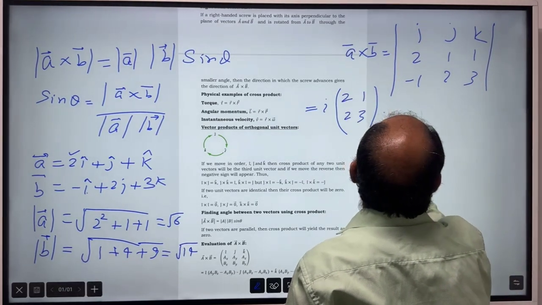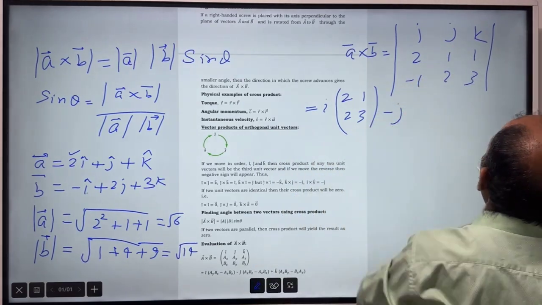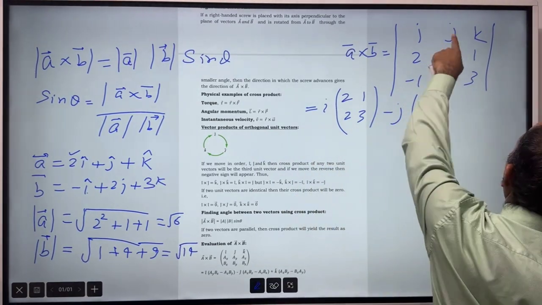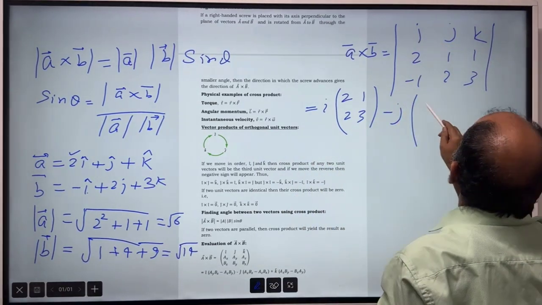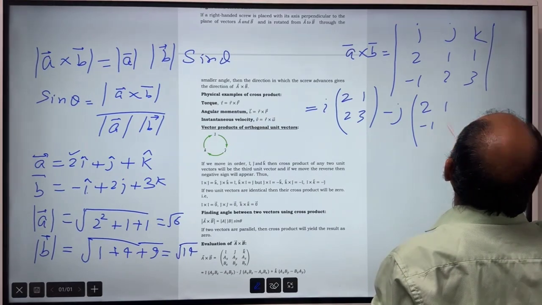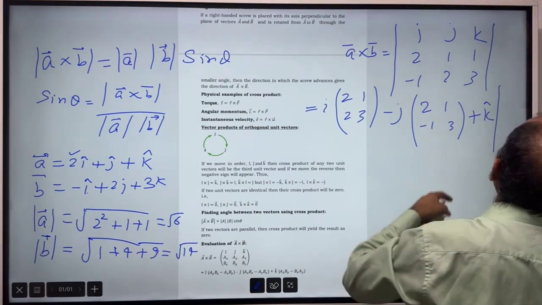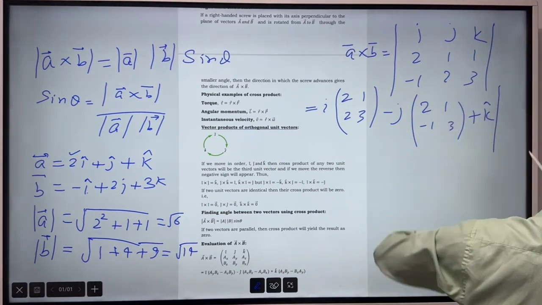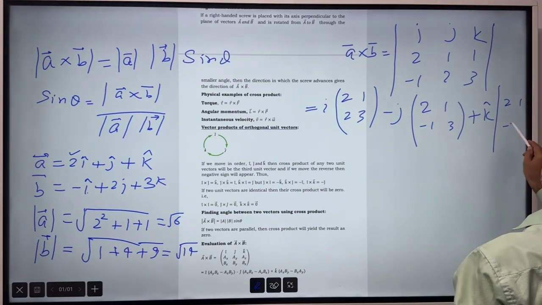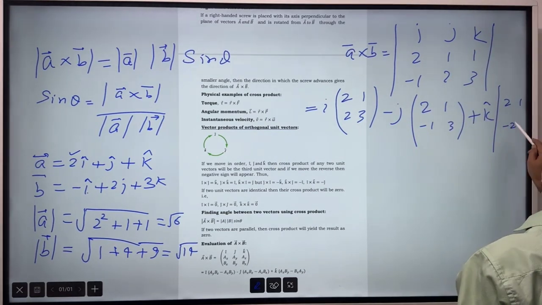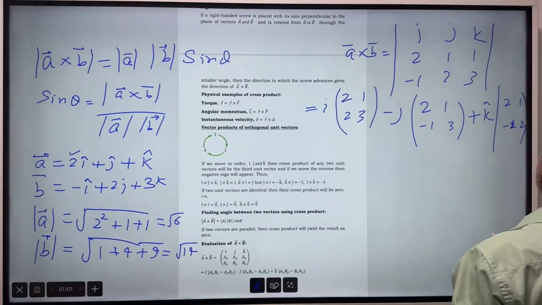Then we put a negative sign here with J and again we leave this column in that row. So 2, 1, minus 1, 3, and then K cap. Then again 2, 1, minus 1, 2.